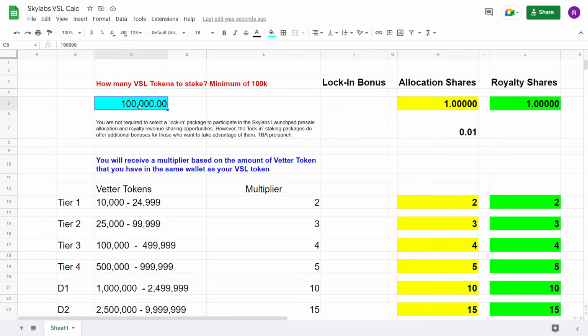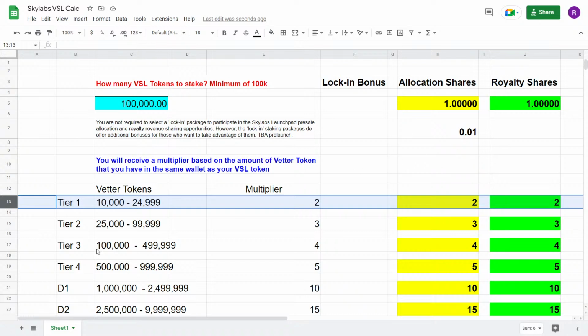And so now you would be able to multiply this by 2. That's how that works. So if you held 10,000 VEDR tokens, instead of being able to contribute just a 0.01, you'd be able to contribute a 0.02. This is just real simple math. This is not actually how it's going to work. I just want to make sure that I'm clear on that.